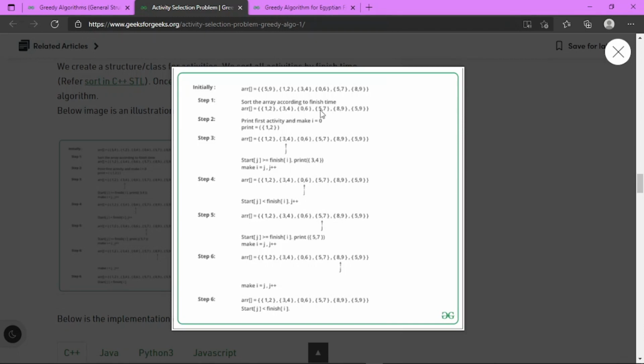Then we check whether 5 is greater than or equal to 4. Yes, it is, so we print 5 7. Similarly we check 8 and 7: 8 is greater than or equal to 7, so we print 8 9. Now, as 5 is less than 9, we do not print it, and we have our solution as 1 2, 3 4, then 5 7, and then at last 8 9. This is our solution from the greedy algorithm.